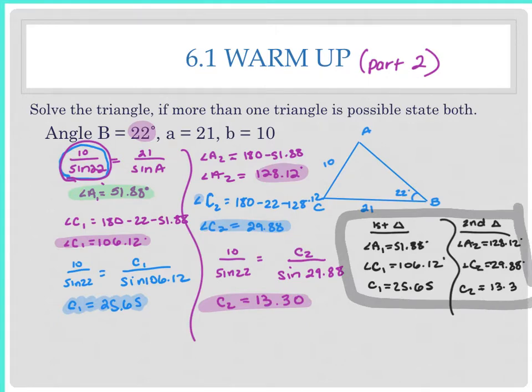Paula. I got 25.64 for side C1. Did you use the rounded? No, I used the... You did 10 sine of 106.12 times sine of 22. And then you did, wait one minute, 10 sine of 106.12.